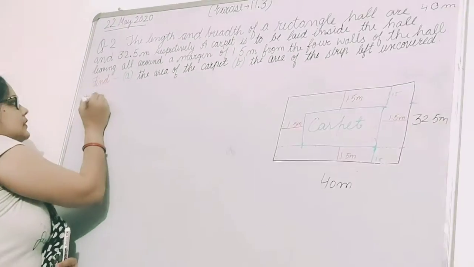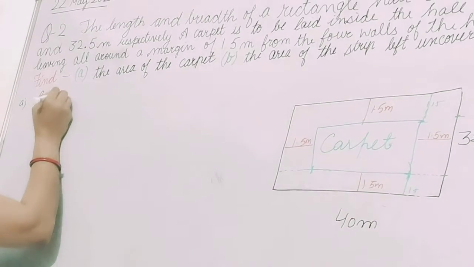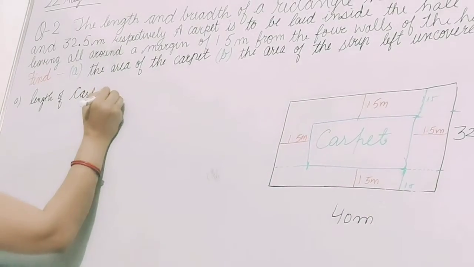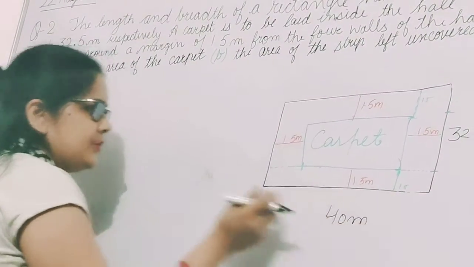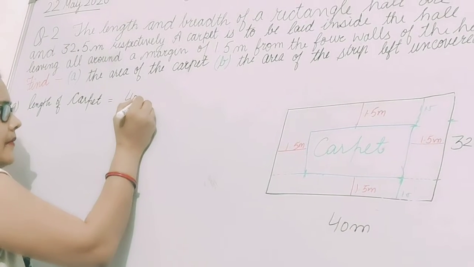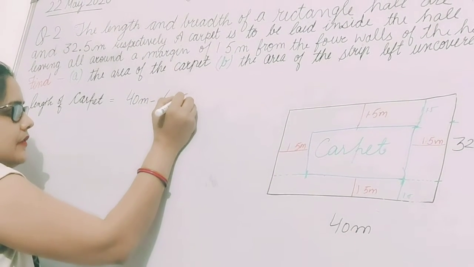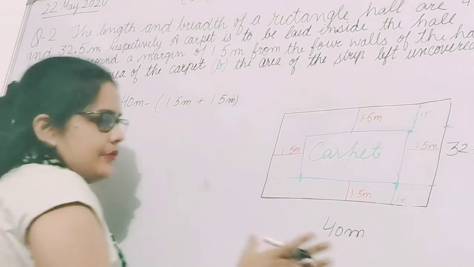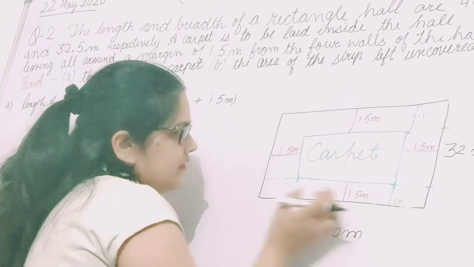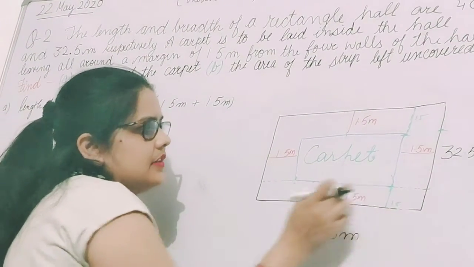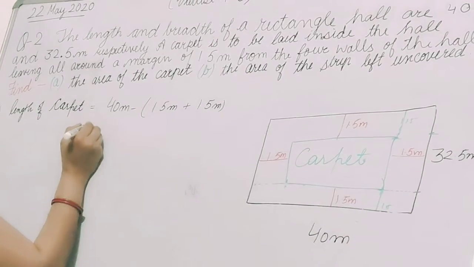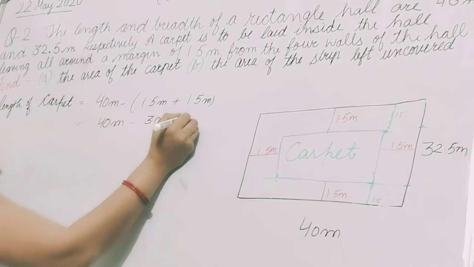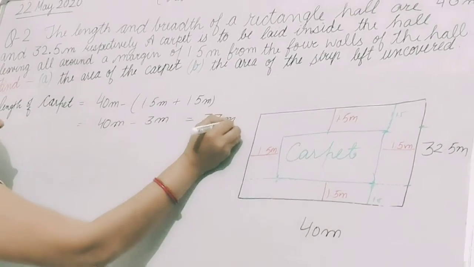A part, length of carpet is equal to 40 meter minus 1.5 meter minus 1.5 meter. Then you will get the length of carpet. That means 40 meter minus 3 meter equal to 37 meter.